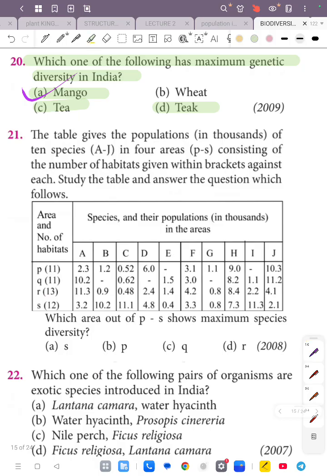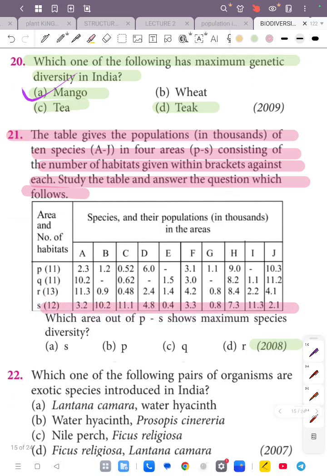All right. Now, this question is an interesting question. Let's see how many of us can use our brains. Okay, question number 21 says the table given below shows the populations in thousands of 10 species A to J in 4 areas P, Q, R, S, consisting of the number of habitats given within brackets against each. Study the table and answer the question which follows. Which area out of P to S shows maximum species diversity? S, P, Q, R, come on, tell me.